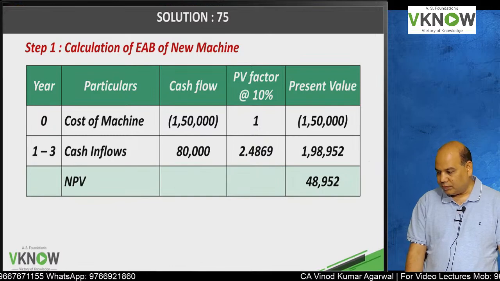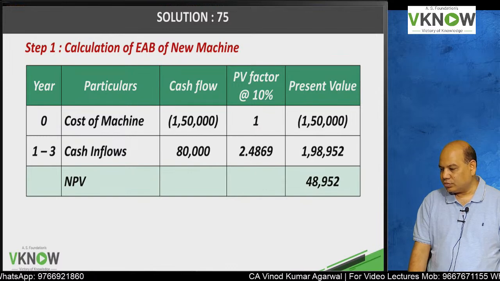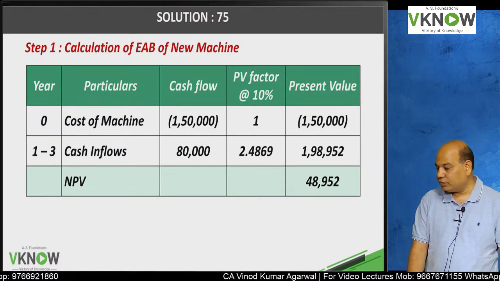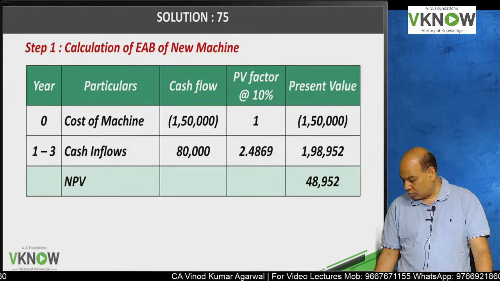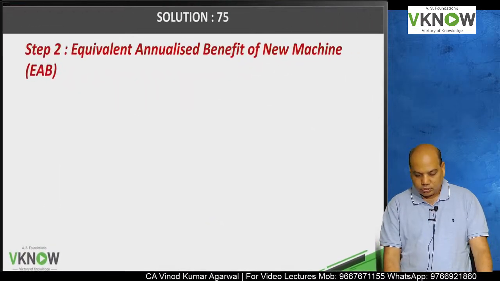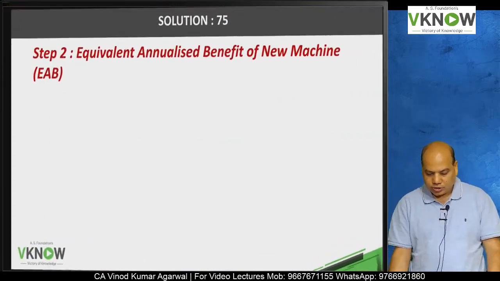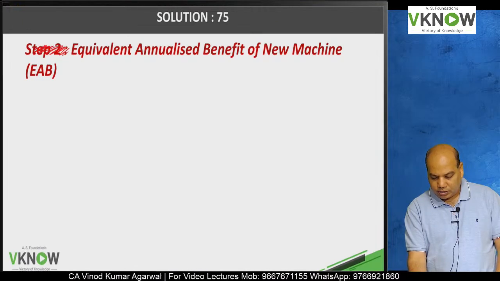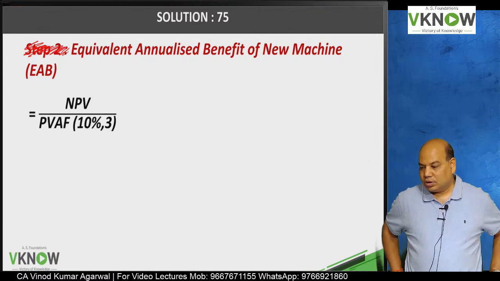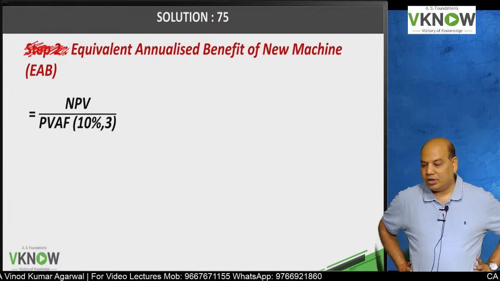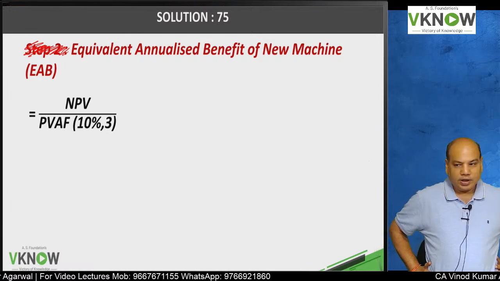And then NPV is 48952. Please check, 48952 is right. Very good. So now you come to step 2 below, or just write down below without changing the step number. EAB equals NPV divided by PV annuity factor at 10%, 3 years.